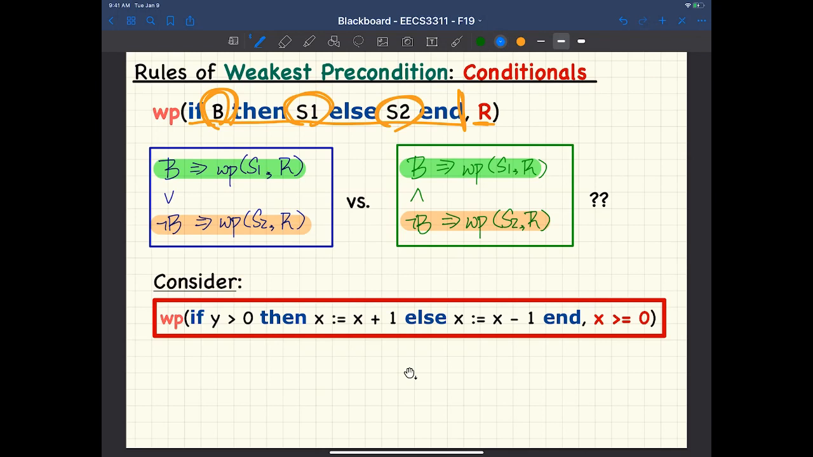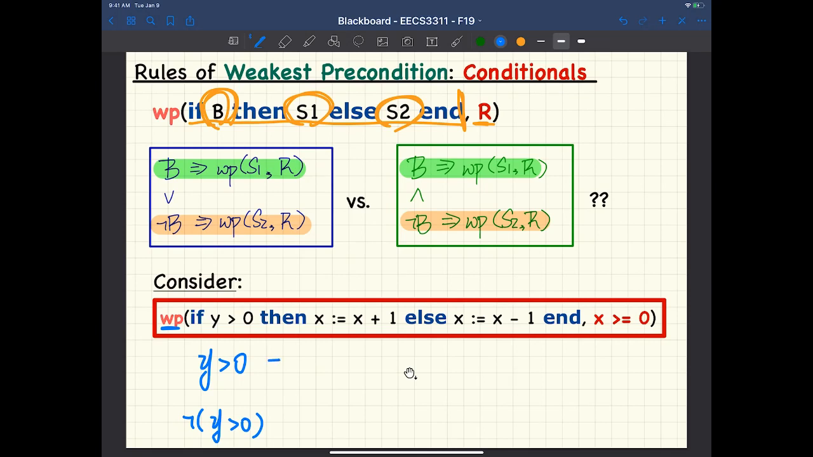Remember, okay, let's see over here. So now, how do I calculate the WP over here? First of all, y larger than 0 might either be true, or it is not the case, y larger than 0. Well, I could have said y less than or equal to 0. Doesn't matter. They're equivalent. Okay?